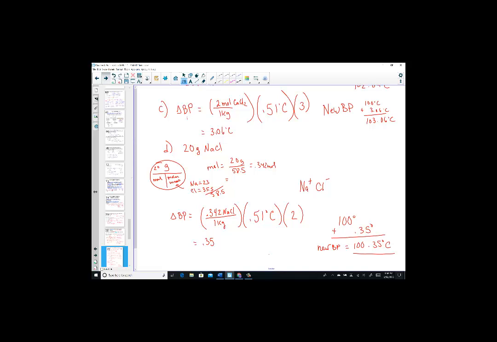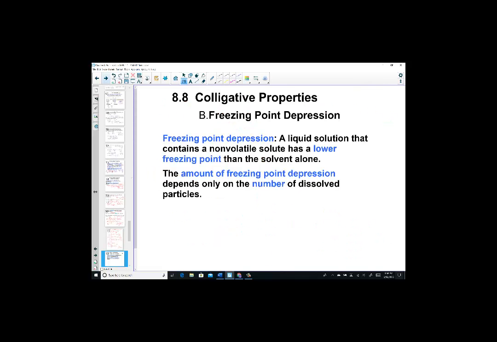Okay, let's take a peek at freezing points. Now, freezing points depress. That means they lower. So a liquid solution that contains a non-volatile solute has a lower freezing point than the solvent alone. So salt water freezes lower than a pure solution of water. That's why we put salt on the roads in the wintertime to melt the ice. The amount of freezing point depression depends only on the number of dissolved particles, not the identity, but the number of particles.